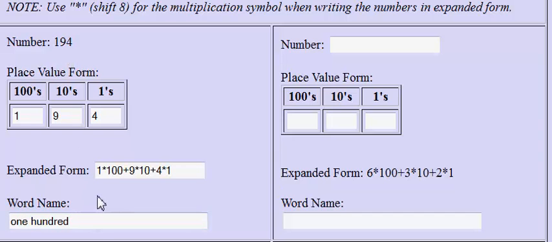So when I type 94, I'm going to type the word ninety, careful with your spelling, then a hyphen, then the word four. Before submitting my answer, I'm going to move on to the second part.